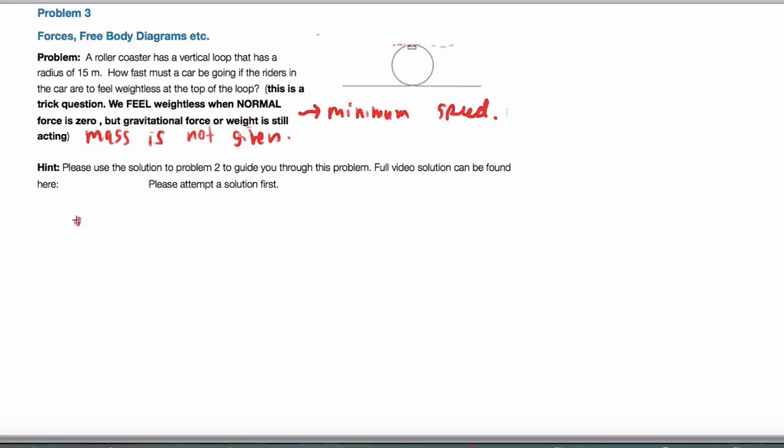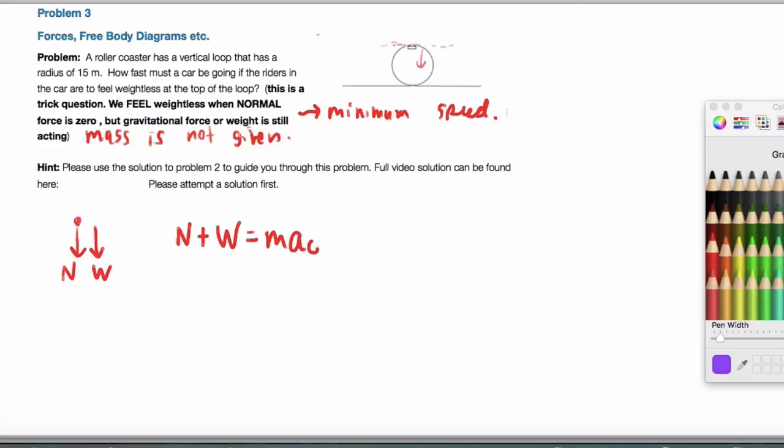So let's draw the free body diagram at the top. Once again, we'll have the normal force pointing downwards because that's the surface here. Remember, the normal force goes perpendicular downwards from the surface. Then we have the weight of the roller coaster car like this. So when we go around, we're going to have normal plus weight, and the effect is centripetal acceleration on the coaster. This red formula is not given.